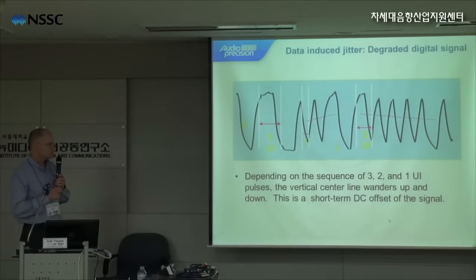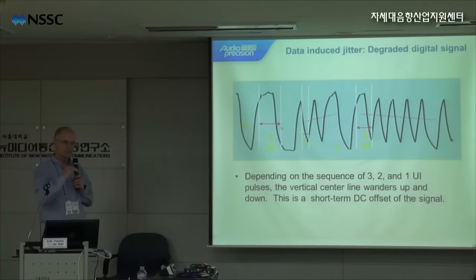There's also a possibility of data-induced jitter, and this is kind of a unique thing about this interface. Cables have resistance and capacitance, and depending on the data that occurs in the stream, it can cause the capacitance, the charge stored in the cable, to increase or decrease, just depending on the pattern of bits that come in. So depending on this variation of 3 UI, 2 UI, and 1 UI pulses, the vertical center line of this average value can wander up and down, and this causes the sampling instances to change, which causes jitter on the clock.